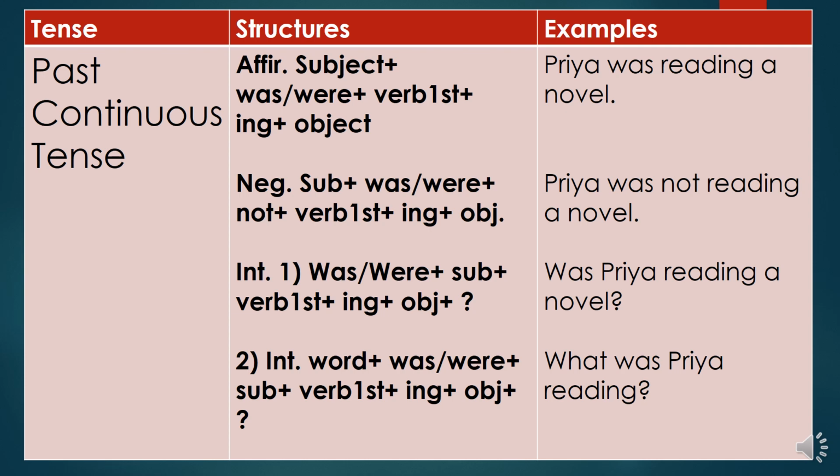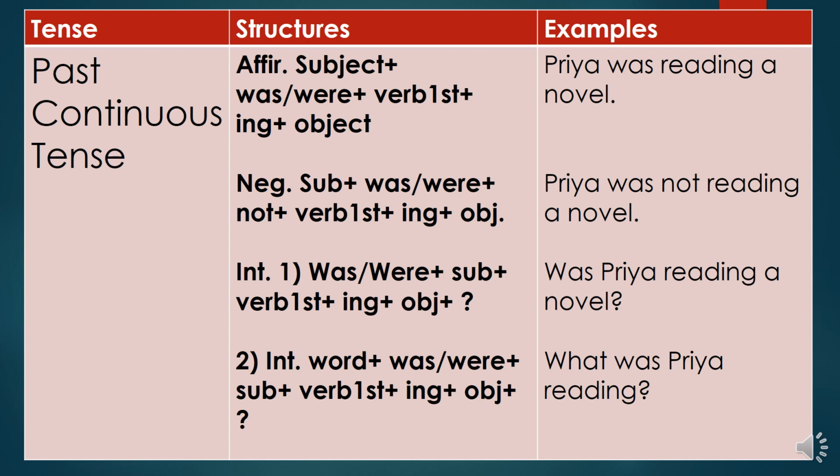In the interrogative sentence, see: was or were plus subject plus verb's first form plus ing plus object plus the question mark. Like before, where we used do or did in the beginning, here we are using was or were in the beginning. So, was Priya reading a novel? Now see the second way of the interrogative: the first thing we put is the interrogative word. What was Priya reading? Here again, the first form of the verb.